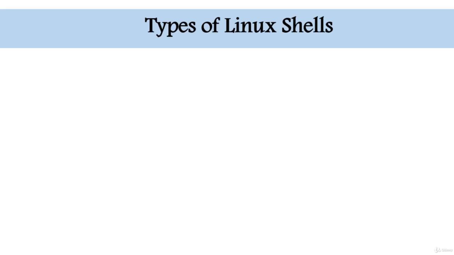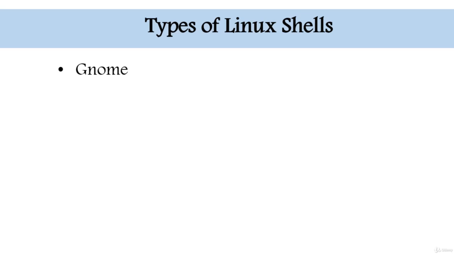Now let's talk about the different types of Linux shells that are available to us in our Linux environment. When we have a Linux machine running, what are the different shells that we could take advantage of? The first one is GNOME. If you don't know what GNOME is, it is a graphical environment in Linux.